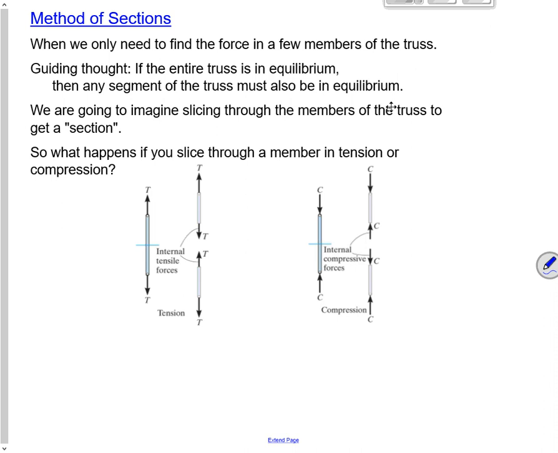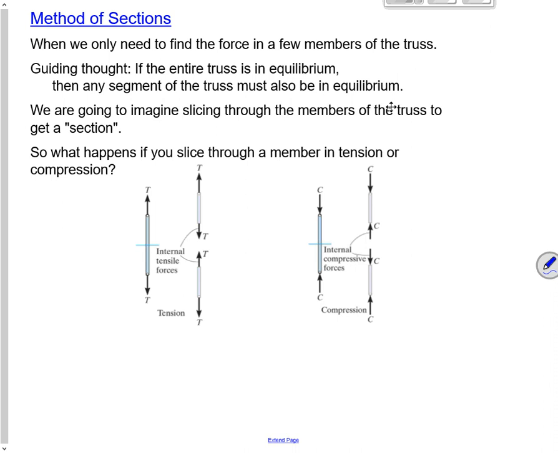The basic idea is if the entire truss is in equilibrium, then any segment of the truss I want to look at also has to be in equilibrium. So what we're going to imagine doing is slicing through the truss and looking at maybe this half of the truss or that half of the truss. We're going to cut it in half.